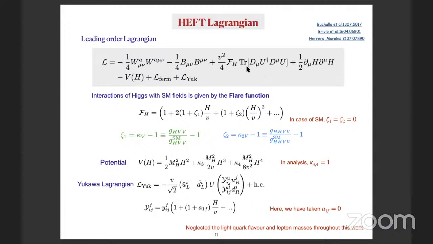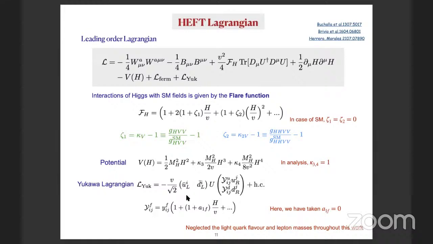And if I talk about this in a bit more detail, here this curly F_H is basically a generic polynomial written in powers of h by v. Here, zeta1 and zeta2 are the new physics parameters, or the HEFT parameters, which correspond to the kappa_V and kappa_2V deviations. And this fourth term is the kinetic term of the Higgs. V_H is the potential. L_fermion is the kinetic terms of the fermions, and Yukawa is basically the interactions of the Higgs with the fermions.